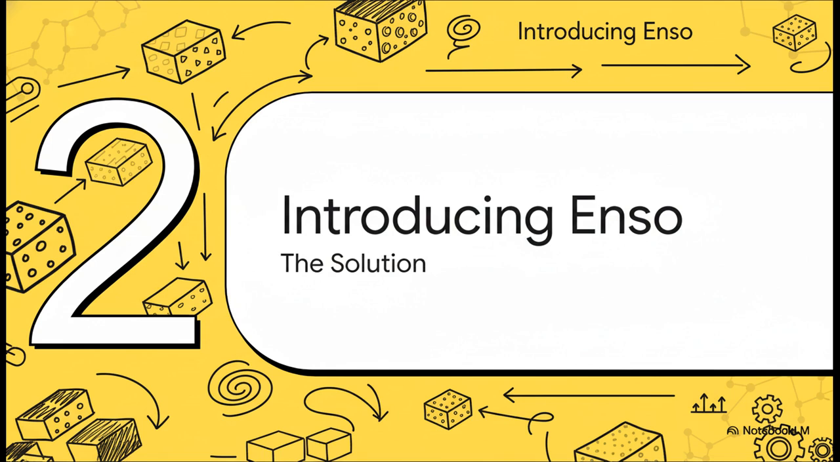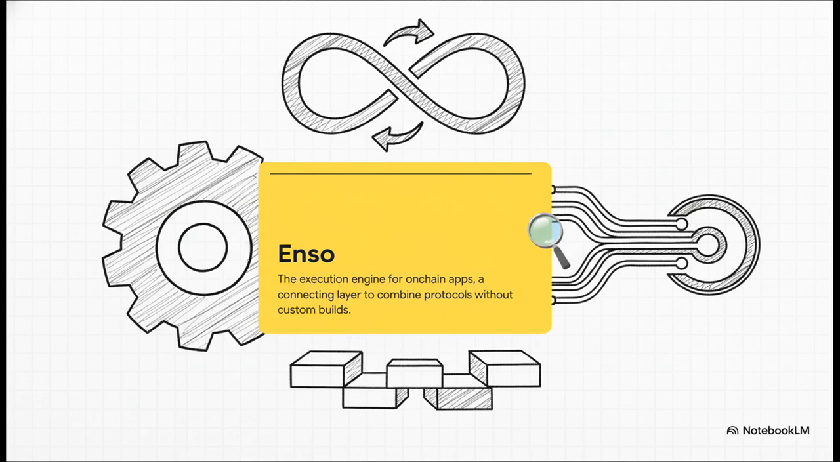Because this exact problem, this is what Enso was built for. It's meant to be the clean, elegant solution to all that back-end madness. So what is Enso, really? At its heart, it's an execution engine. The best way to think about it is like a universal adapter for Web3. Or maybe a master switchboard. It's basically that one connecting layer that lets developers combine all these different protocols and chains and actions without having to build custom plumbing from scratch every single time. No more reinventing the wheel.